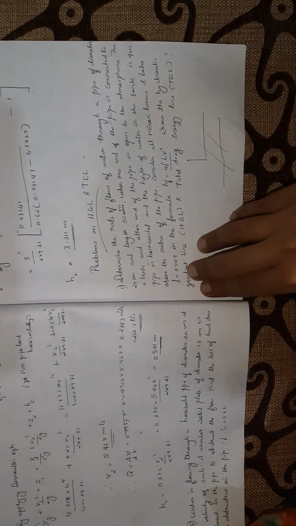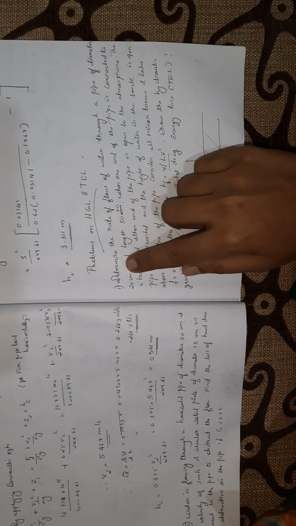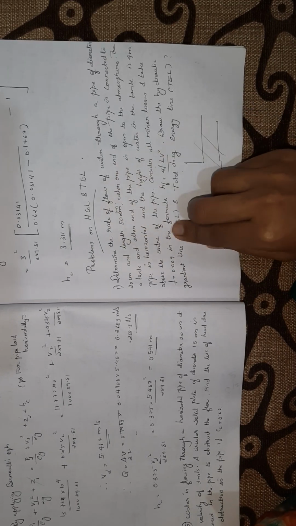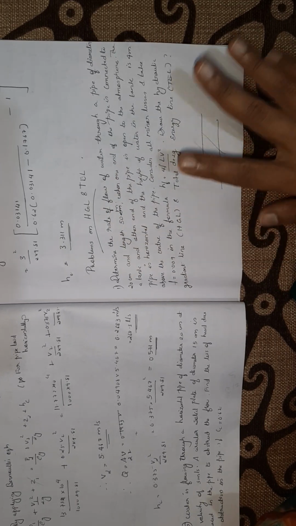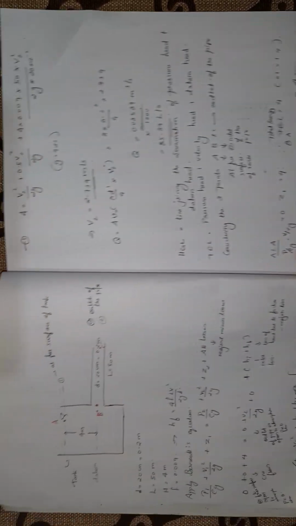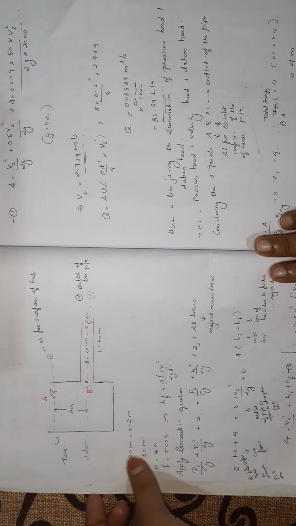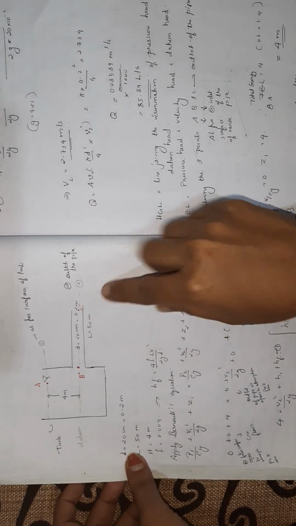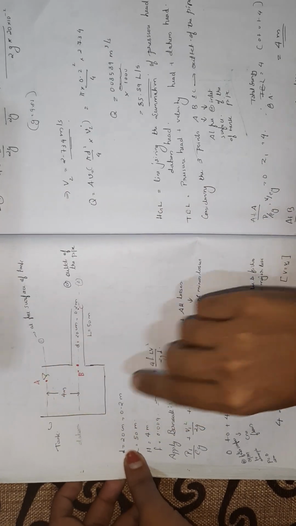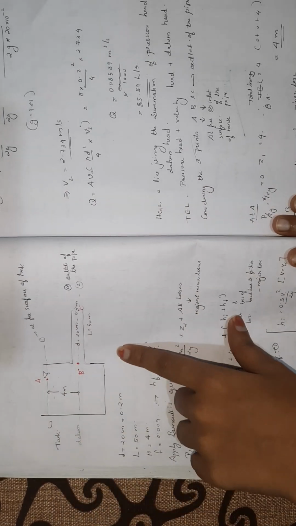So what have they asked? They have asked to determine the rate of flow and also to draw the hydraulic gradient line and the total energy line. So first of all, we'll have to draw the figure, isn't it? Because the figure always carries marks. And what have they said? They've said that a pipe is being connected to a tank, right? So we have to mark the figure like this.